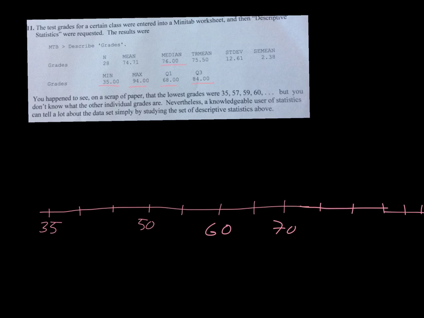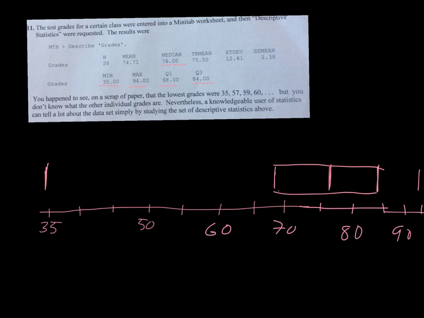So then I can start plugging in these numbers. My minimum is 35, so I'm going to make a mark for 35. My Q1 is 68, which will be right about there. My median is 76, so that's right about there. I've got my Q3, which is 84, so this is 80, that's 90, so 84 is right about there, and then my maximum is 94, so just right there. So I've got this box, but I'm not going to draw my whiskers yet.